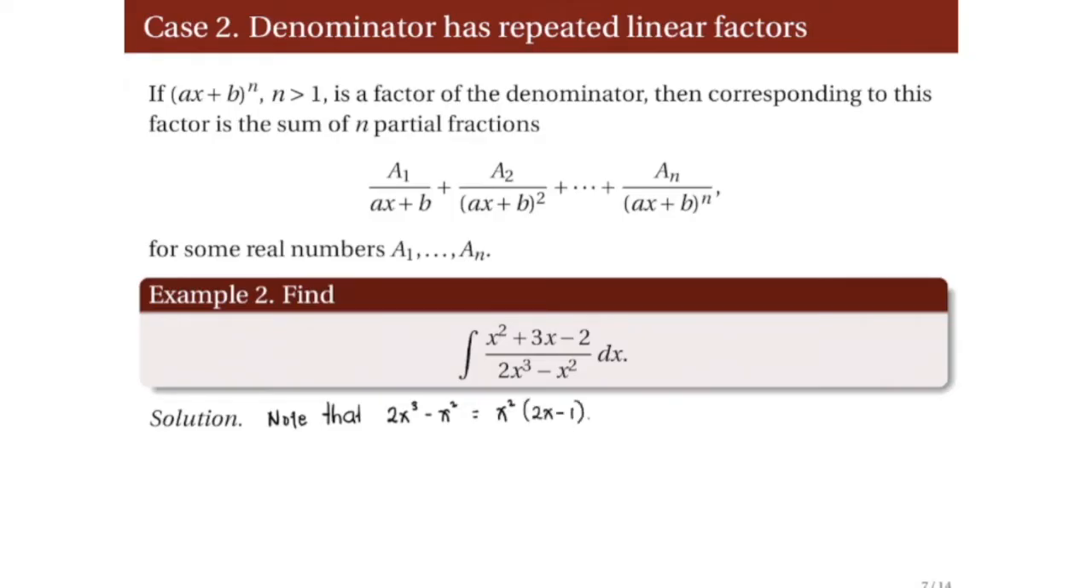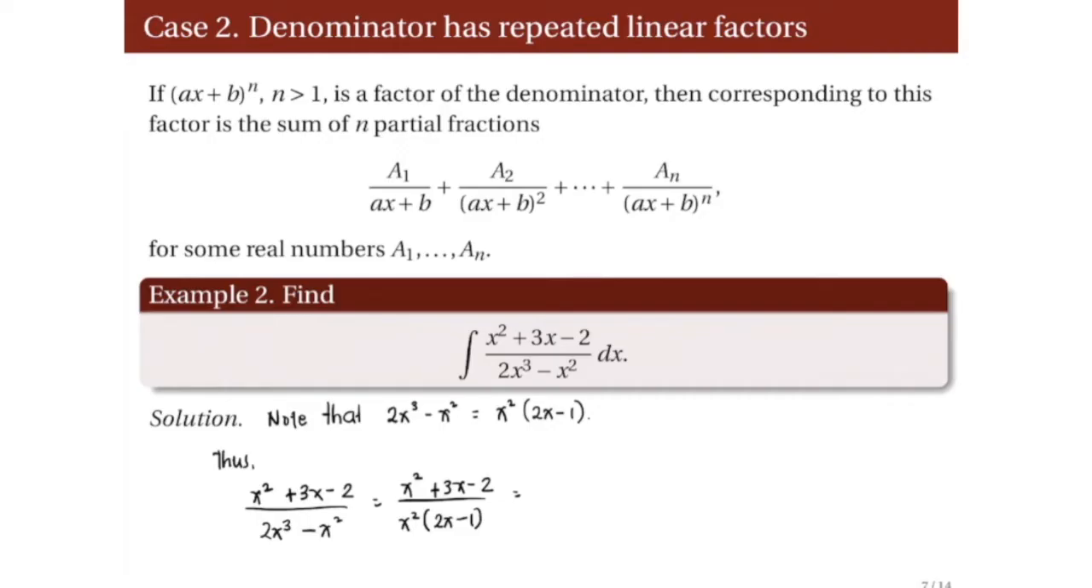So, ibig sabihin, meron tayo ditong ilang partial fractions. Meron tayong tatlo. So, yung integrand given here by x squared plus 3x minus 2 all over 2x cubed minus x squared can be written now as x squared plus 3x minus 2 all over x squared times 2x minus 1. And so, kung isusulat natin siya in terms of its partial fractions, again, yung x squared is a linear factor na repeated. So, meron kang dalawang copy ng x, tas isang copy ng 2x minus 1.